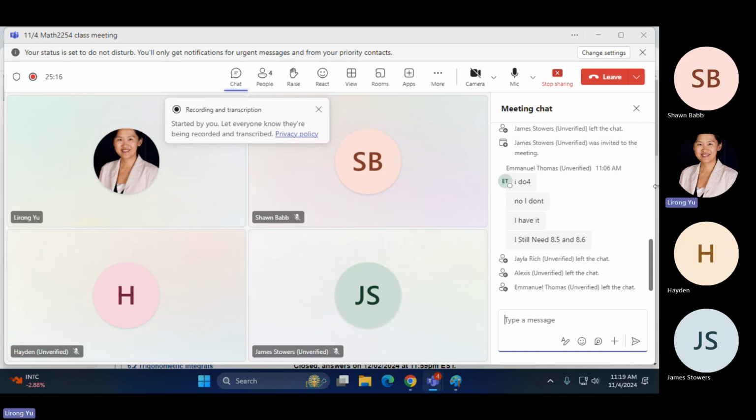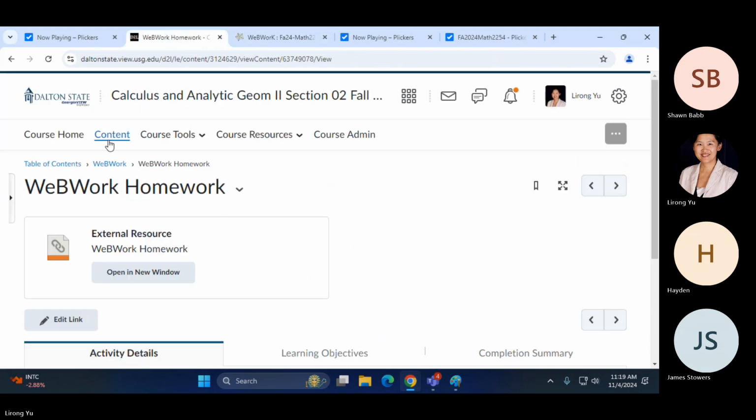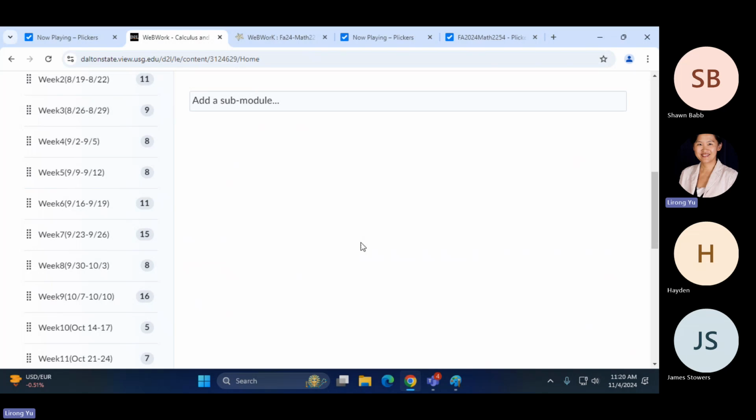Any other homework questions? All right, if not, then we continue where we left off Thursday. We're going to talk about polar calculus with polar equations.